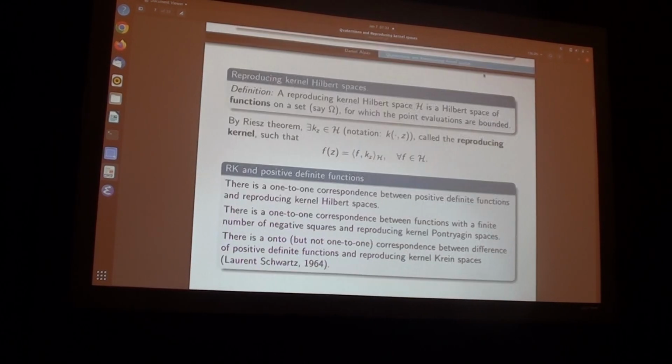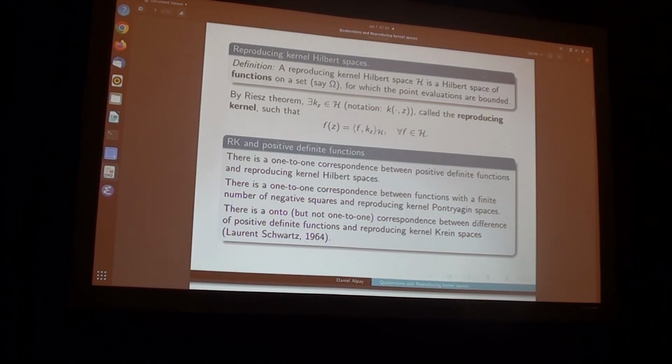Now, this is for positive definite functions, and there is the notion of reproducing kernel Hilbert space. So what is a reproducing kernel Hilbert space? It is a Hilbert space of functions. I insist, functions, not equivalence classes of functions, on a set omega, for which the point evaluations are bounded. By the Riesz theorem, there are a lot of Riesz theorems, but the Riesz theorem for functionals on a Hilbert space, it can be represented as an inner product.